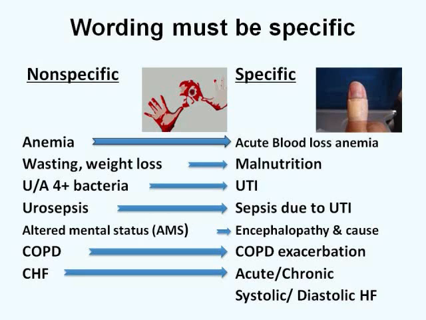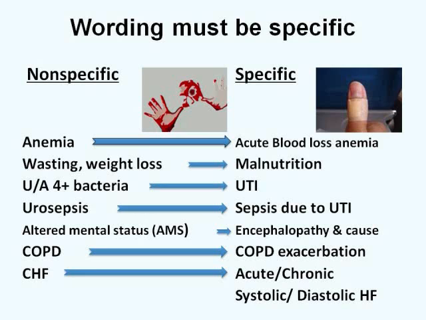If there was bacteria in the urine or the urinalysis, we need to mention that the patient had a UTI. And instead of using the term urosepsis, we can use the term sepsis due to UTI. In cases of altered mental status, use the terminology of encephalopathy due to the cause.